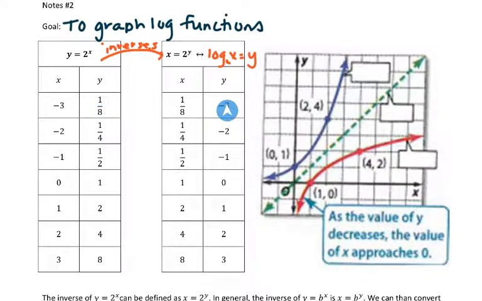Well, again, when we move to the log function, all that happens is your x and your y switch places. We have 1/8 comma negative 3. Instead of negative 2 comma 1/4, we have 1/4 comma negative 2. Instead of negative 1 comma 1/2, we have 1/2 comma negative 1. And then when we plot these, you have the inverse function of the exponential. This blue function over here is y equals 2 to the power of x.